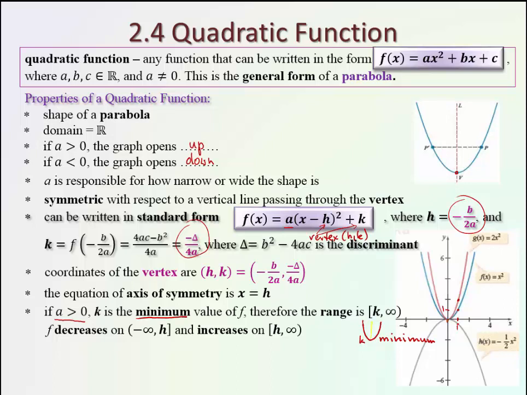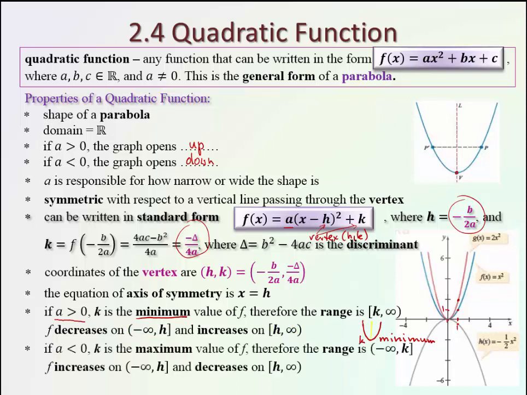We also know that the function f is decreasing from minus infinity up to the first coordinate of the vertex, that means up to h, and then it's increasing starting from the first coordinate of the vertex towards infinity. So decreasing here and increasing over there.